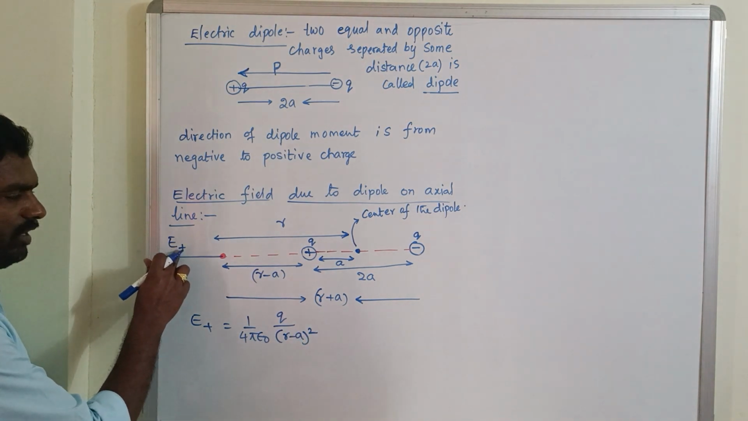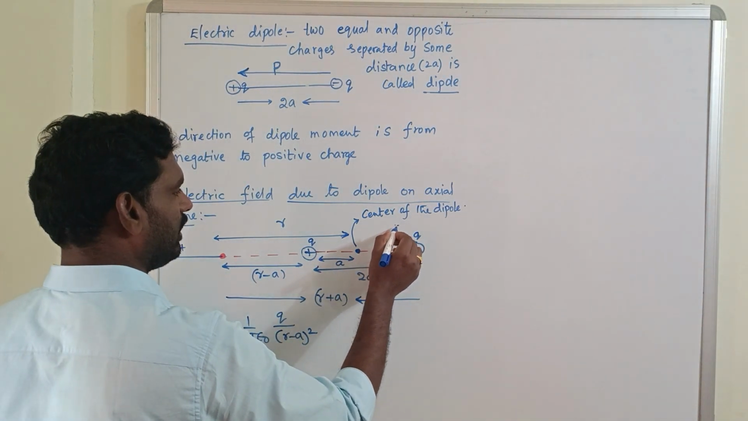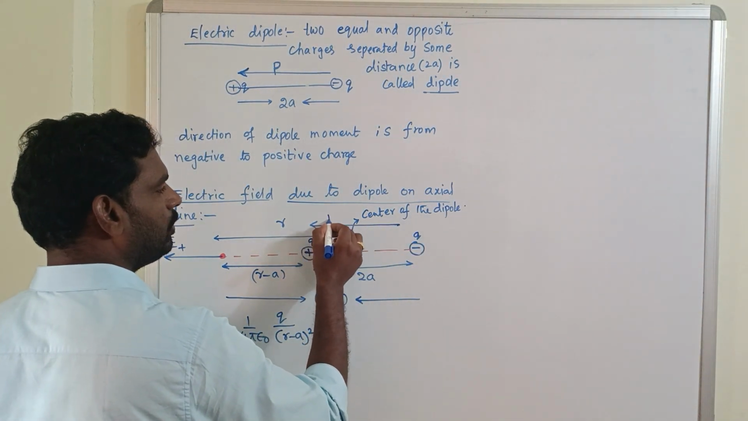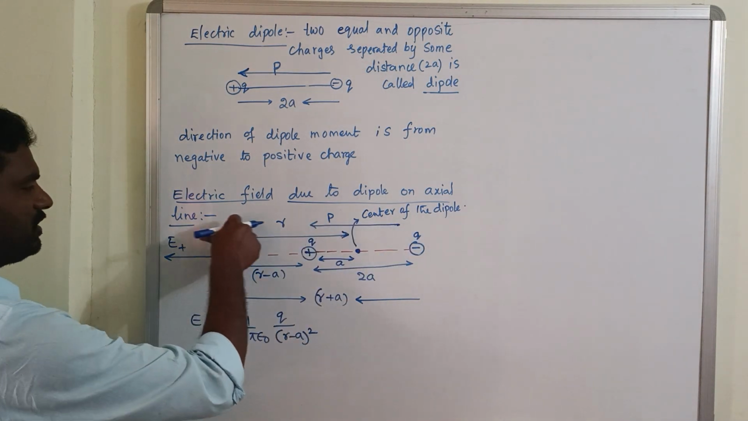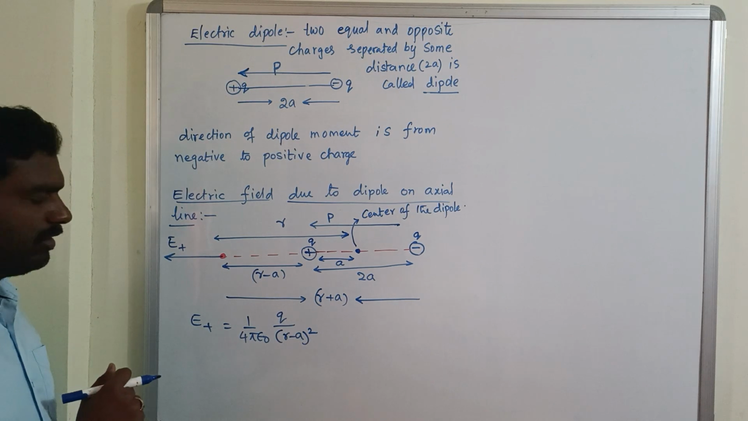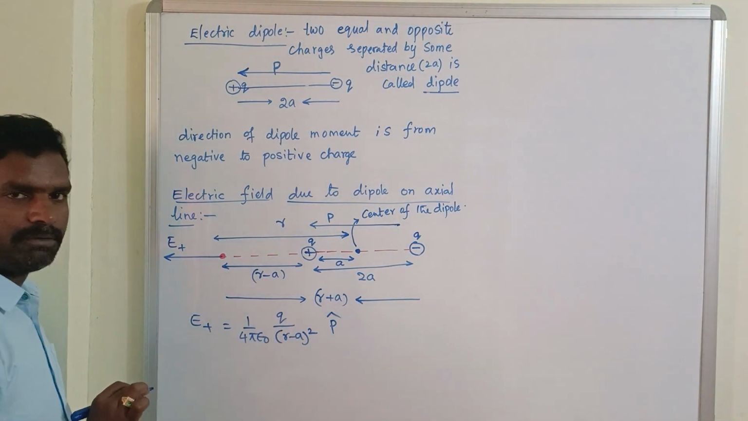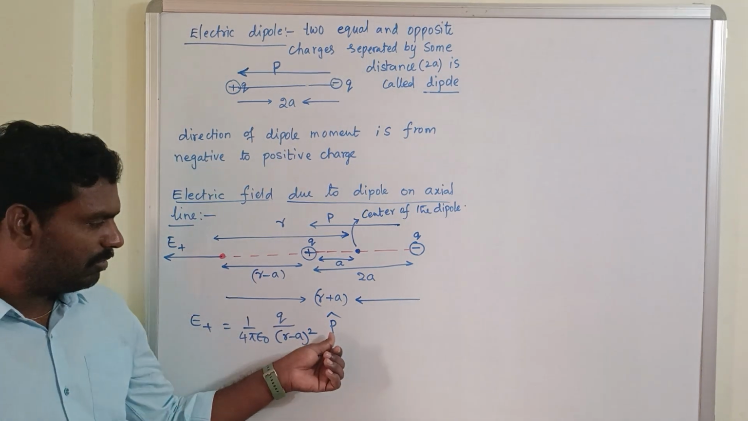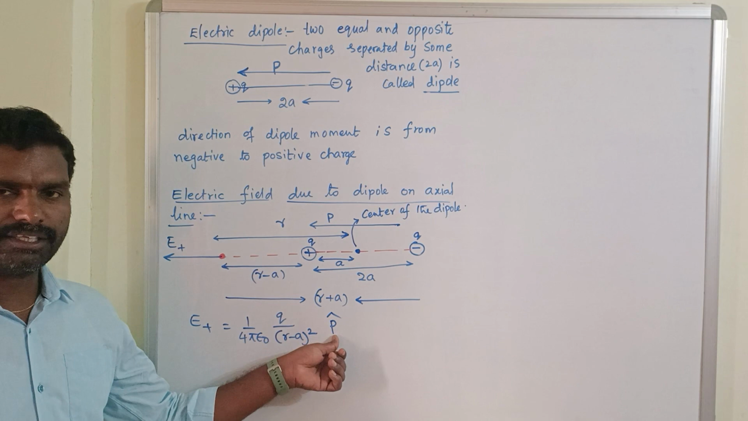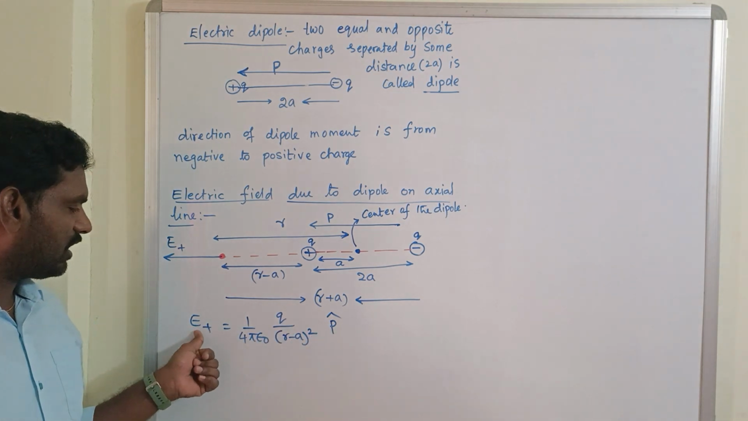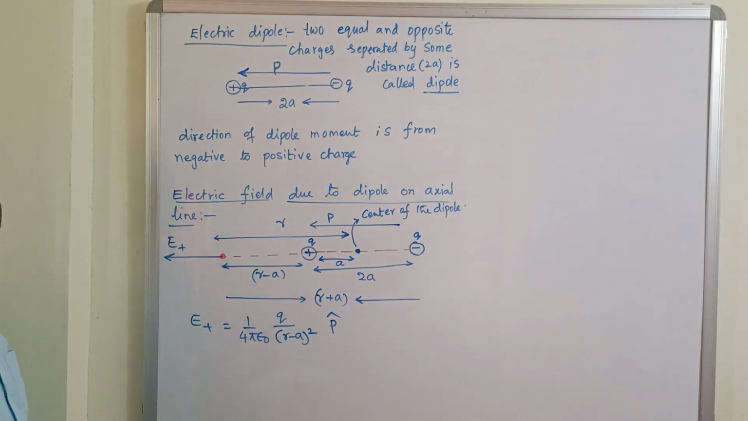This electric field due to positive charge is in the direction of the dipole moment, which is from negative to positive. That's why I am writing p cap. p cap is the unit vector, the magnitude of p cap is 1, and its purpose is to indicate the direction. The direction of electric field due to positive charge is in the direction of the dipole moment.